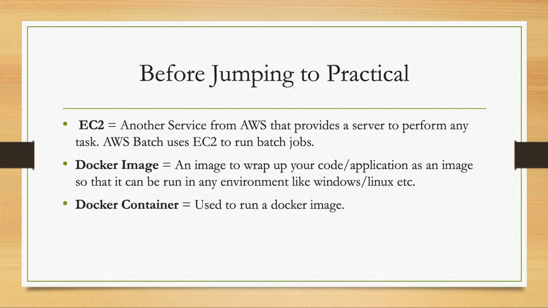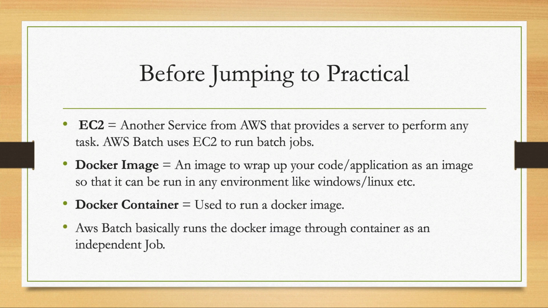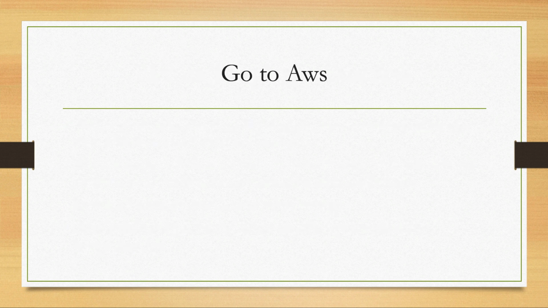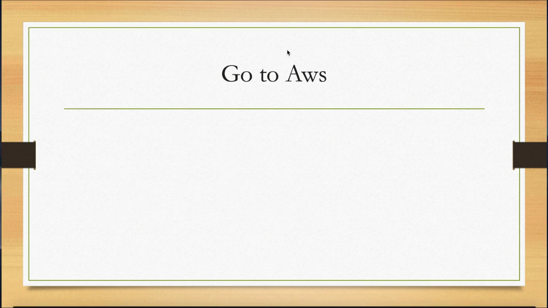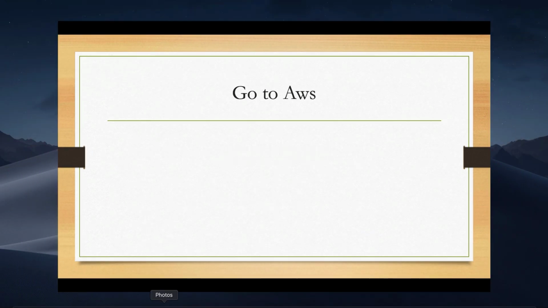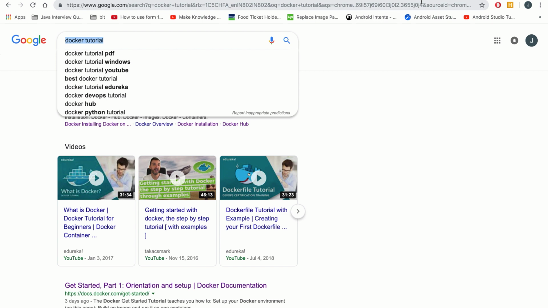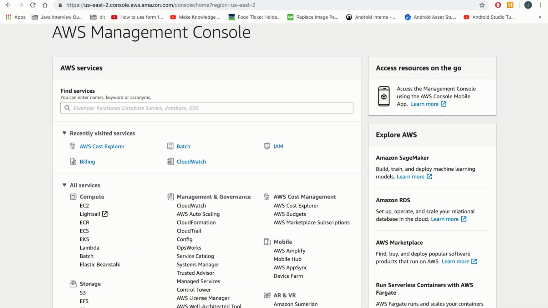Docker container. A Docker container is just used to run these Docker images. For example, you have packaged some programming code as an image. Now you need a container just to run that image. AWS Batch basically runs a Docker image through a container as an independent job. So let's go to AWS and try to see how we can configure this service.